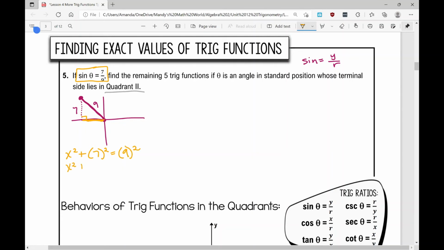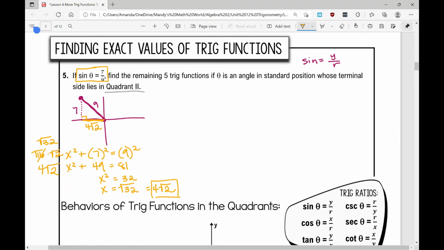Okay, well, let's just do some basic algebra. 7 squared is 49. 9 squared is 81. If I subtract 49 from 81, I get 32. So if x squared is 32, then x is the square root of 32, which I need to simplify. This non-perfect square root can be simplified as the square root of 16 times the square root of 2. The square root of 16 is 4. So that's 4 square roots of 2, or 4 root 2. So the length of this missing side is 4 root 2.